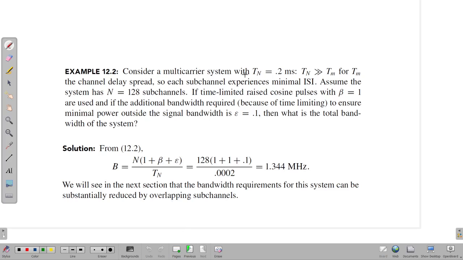Consider a multi-carrier system with Tn equal to 0.2 millisecond. This is the symbol duration of multi-carrier. It is 0.2 millisecond. And Tn is much greater than the delay spread. That is what we want. It is the condition of no ISI, no intersymbol interference.